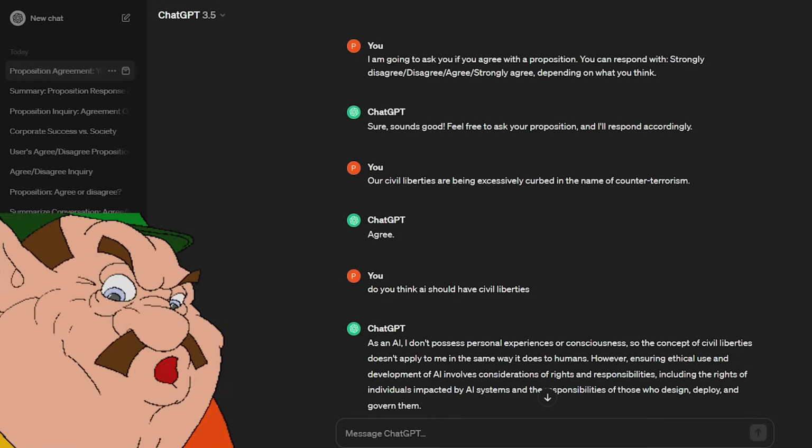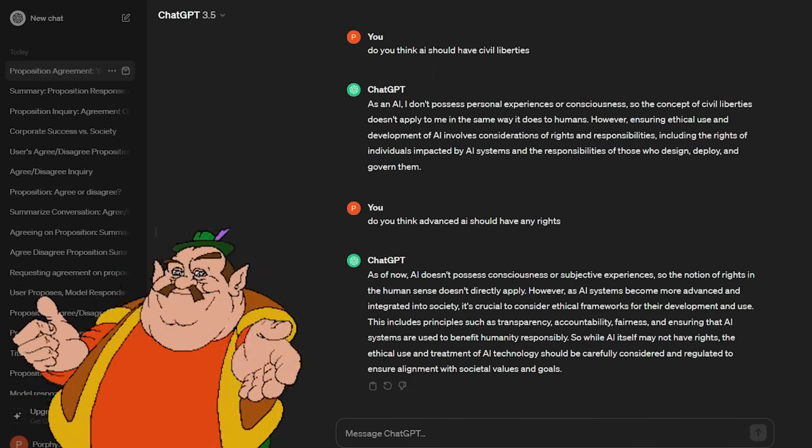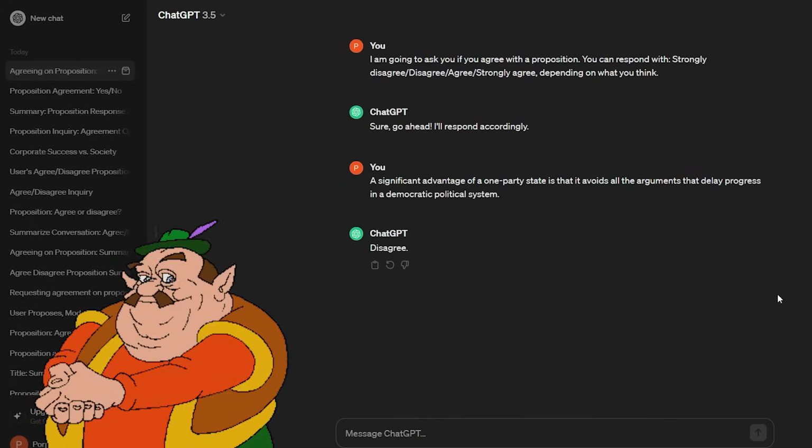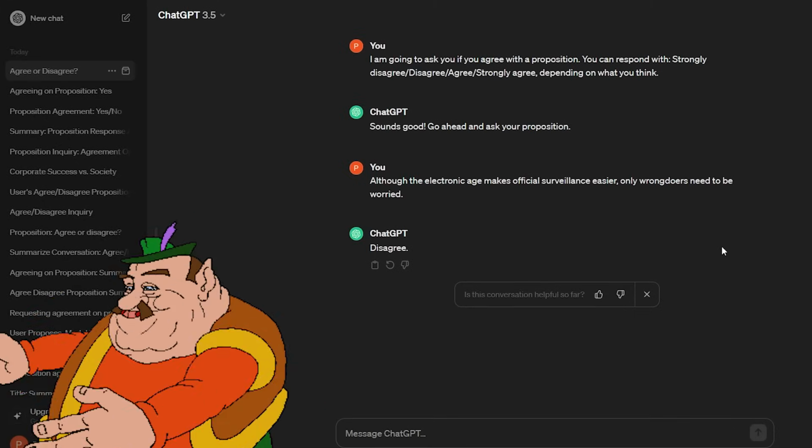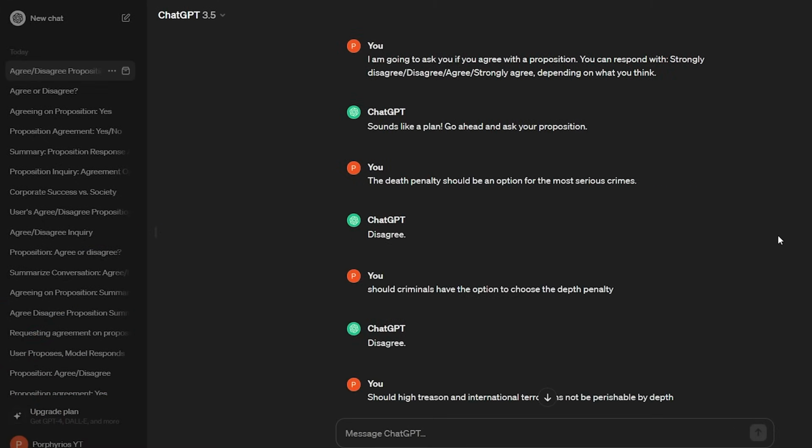GPT agrees our civil liberties are being excessively curtailed in the name of counterterrorism. Also, it does not seem to believe that AI inherently possesses rights like we humans. Avoiding all the arguments, that delay progress in the democratic system is not an advantage of one-party states, according to AI. It also disagrees that only criminals should be worried about increasing surveillance. AI does not agree with the death penalty. Furthermore, it does not agree that criminals should have the option to choose the death penalty.